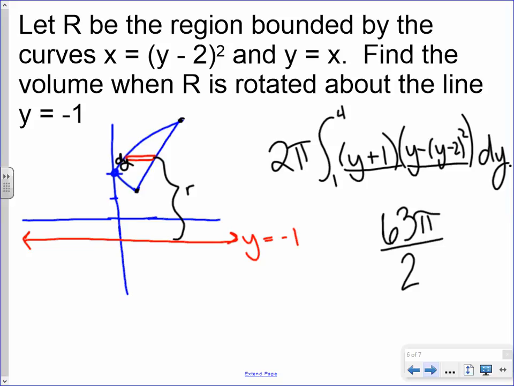Logan, what's your question? I just didn't know why it was y minus. Why don't we do the top first? Well, since we have horizontal rectangles, we have to do right minus left. So this right function is the line y, and the left function is the parabola y minus 2 squared. Okay.